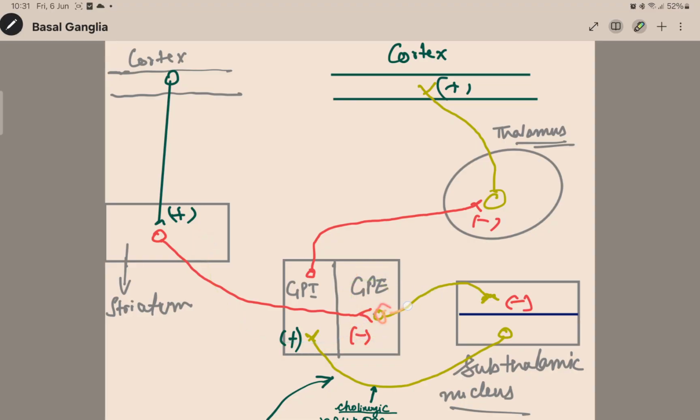Now this further goes to the subthalamic nucleus, and then the subthalamic nucleus excites the GPI. GPI inhibits the thalamic nucleus, and hence the thalamus is inhibited, so the movement is not facilitated.